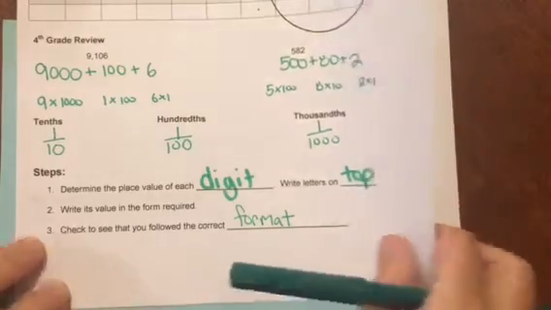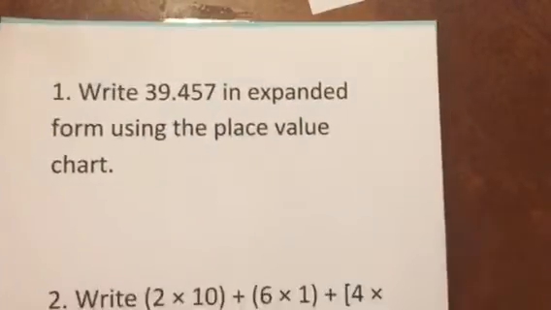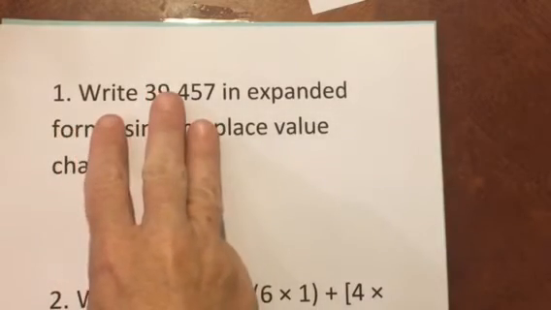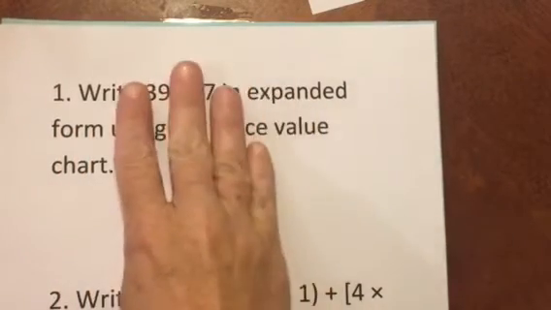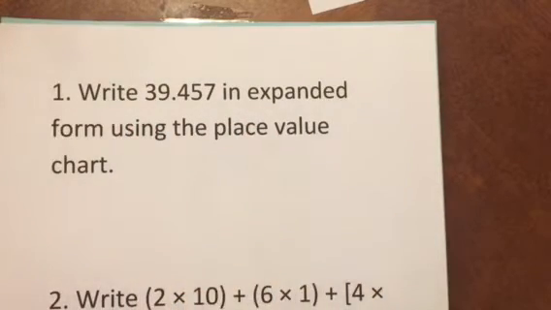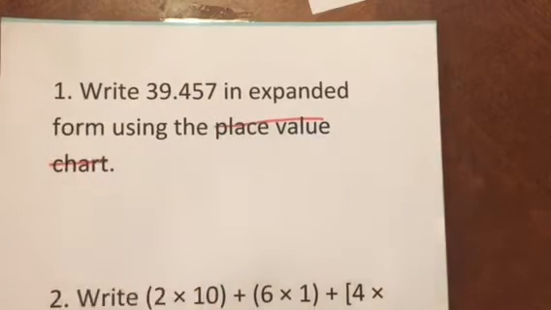Okay, so what does this really look like? Let me show you one. Actually 2. And this one says I'm going to write 39 and 457 thousandths in expanded form using the place value chart. Well, remember, we're not going to use the place value chart because we don't want to get too comfy using it because they're not going to give it to us on the test to use.